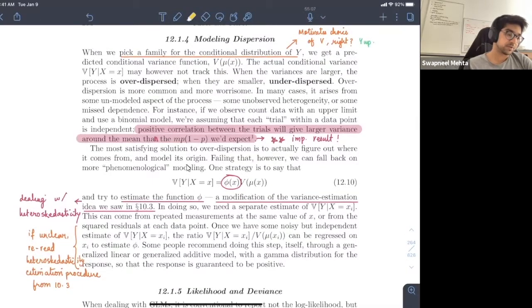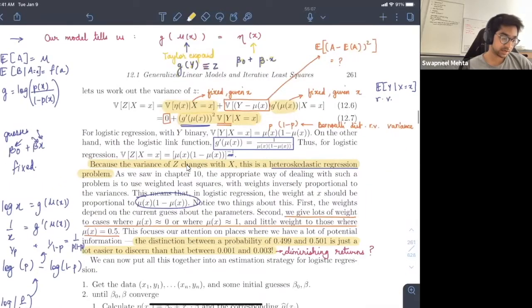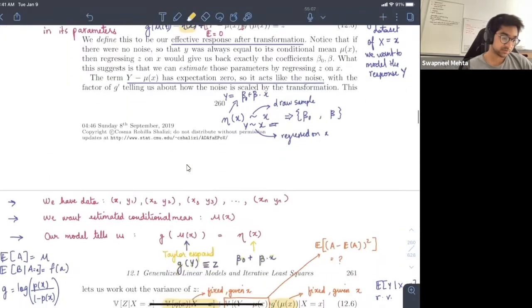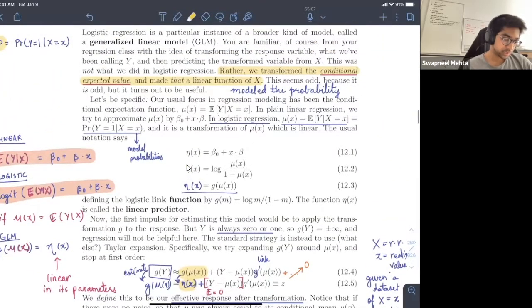Modeling dispersion. When we pick a family for the conditional distribution of y, we get a predicted conditional variance function, V of mu(x). The actual conditional variance function might not actually track this. So it goes back to this whole point about, look, we have data and we are placing our assumptions from this data into this setup.